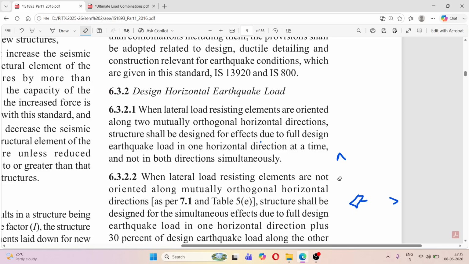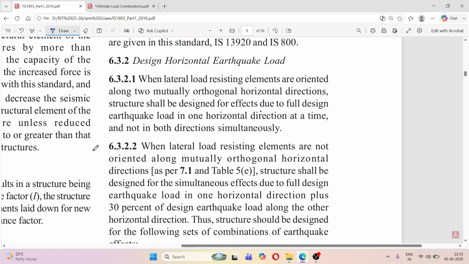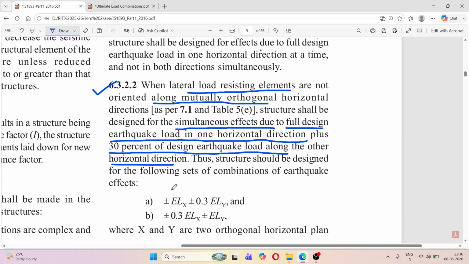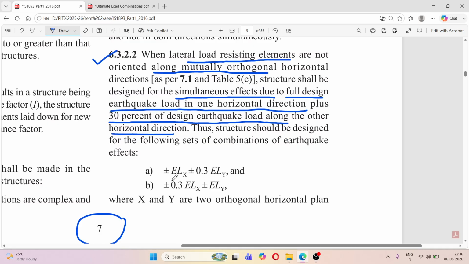Let's see the next case, 6.3.2.2. When lateral load resisting elements are not oriented along mutually orthogonal horizontal directions as per 7.1 and table 5e, structures shall be designed for, very important, simultaneous effect due to full design earthquake load in one horizontal direction plus 30% of design earthquake load along the other horizontal direction. Thus, structure should be designed for the following set of combinations.